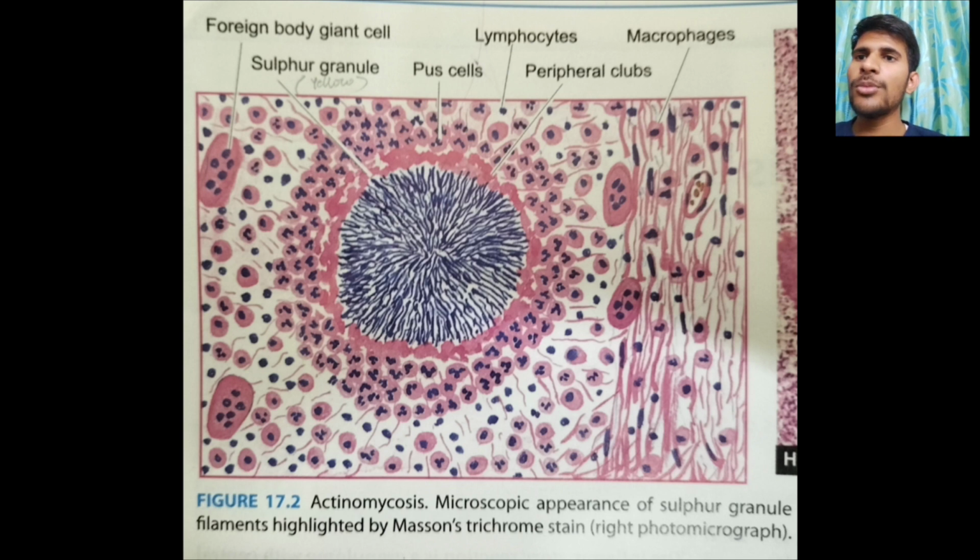You can see a foreign body giant cell and center sulfur granules, that is basophilic in structure, and you can see it surrounded by the pus cells. Pus cells are nothing but the dead cells. Okay, and surrounded by the lymphocytes. As it is granuloma, you can see lymphocytes, plasma cells and giant cells, and peripheral clubs. Peripheral clubs means hyaline peripheral clubs, it is eosinophilic. Okay, and you can see macrophages.